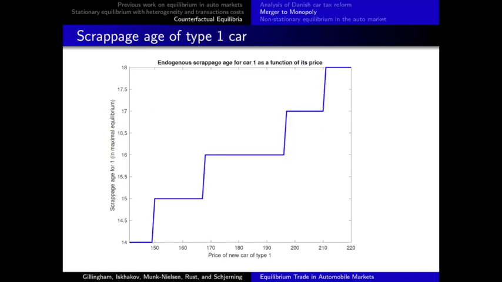Okay, but this is not an equilibrium. In equilibrium, there will be two firms with mutual best responses. I'm going to show that in a second. So here is the scrap age by type 1 car, and here we have this discrete scrappage age, but that'll be smoothed out if you have a smooth scrappage choice. Then as the price of the type 1 car increases, they're going to be kept longer in the economy, those that are actually bought.